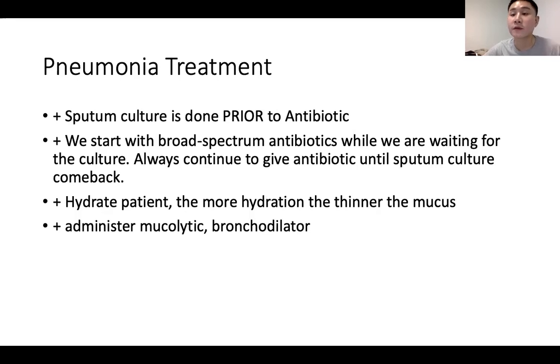Always hydrate the patient. The more hydration, the thinner the mucus, and the thinner the mucus, the easier it is for them to expectorate, to cough the mucus out of the mouth. And then administer a mucolytic and a bronchodilator. These are medications that help to dilate the bronchioles, and the mucolytic is to thin the mucus.